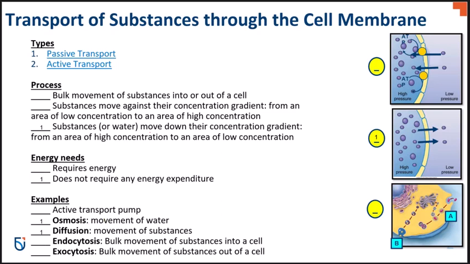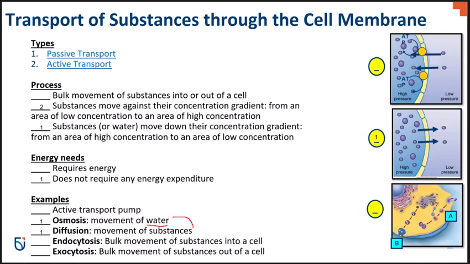Osmosis refers to the movement specifically of water from an area of high concentration to an area of low concentration, whereas diffusion is the movement of solutes, so things that are dissolved, as well as water across the membrane. We'll elaborate on many of the details on this slide in upcoming slides, but right now an important distinction between these two is that osmosis does refer specifically to water.